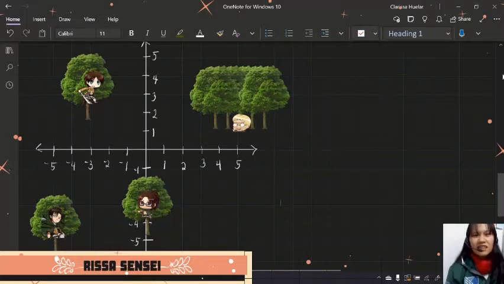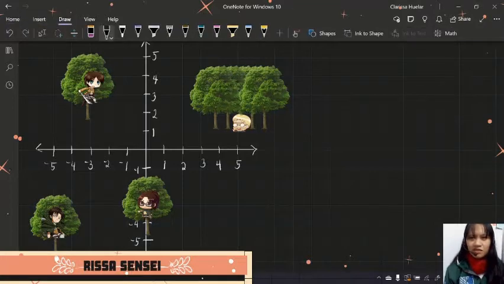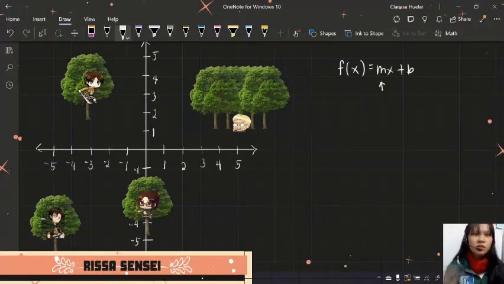So, sa linear functions, di ba, we know that it is in the form of f of x equals mx plus b, wherein m is the slope of the line and b is the y-intercept.